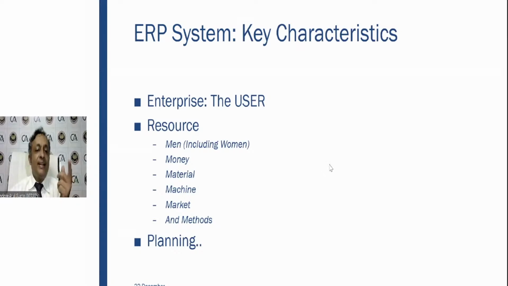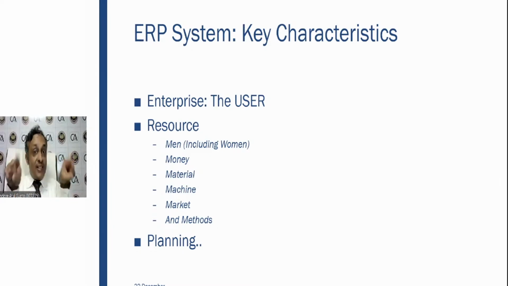Then key characteristics. Please understand, this is for discussion. Who is the enterprise? The user of ERP software. ERP is enterprise resource planning, so I've tried to break the word. Enterprise is the user. What are the resources? Resources include men, money, material, machine, market, and method. What my ERP system does is integrate these resources. We have already talked about it: when I say ERP, it means integration is a given provision. So the ERP system is integrating all these resources together, bringing them together on the same platform.